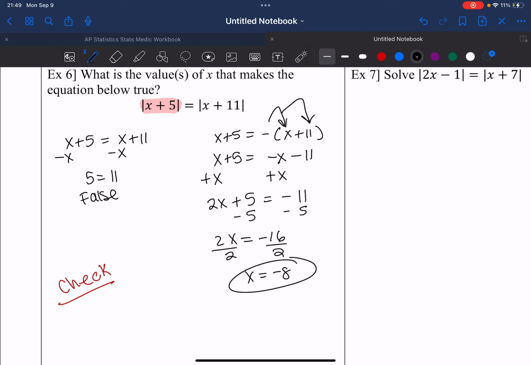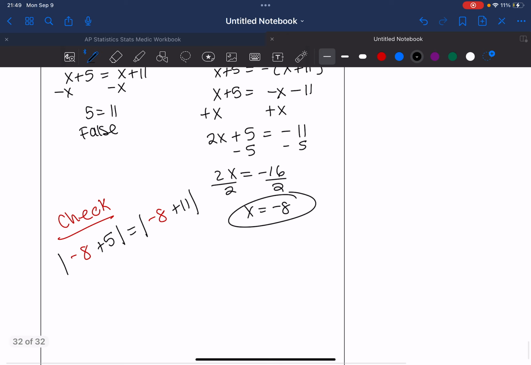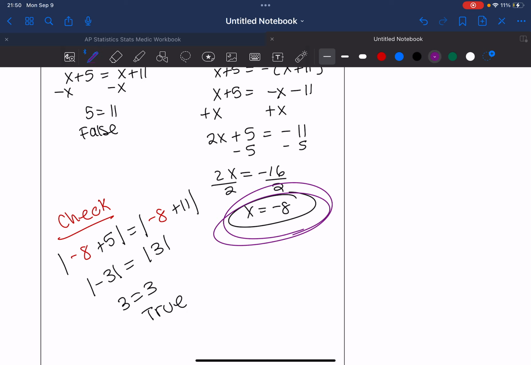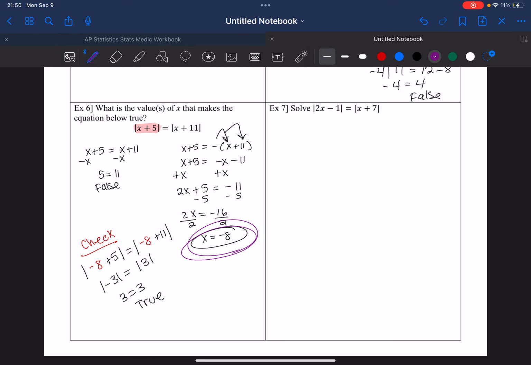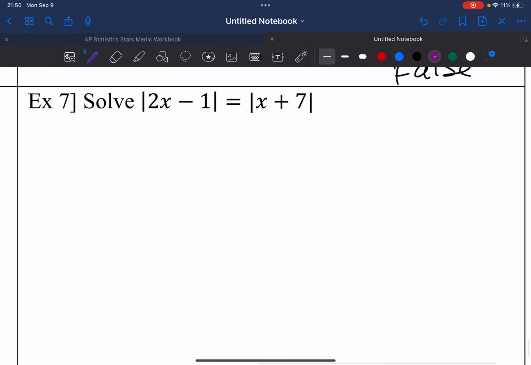So I have the absolute value of negative 8 plus 5 is equal to the absolute value of negative 8 plus 11. Okay, so that gives me negative 8 plus 5 is negative 3, so the absolute value of negative 3 is equal to negative 8 plus 11, which is absolute value of 3, so 3 equals 3 is a true statement, which means x equals negative 8 is a possible answer choice. Okay, last one here with number 7.